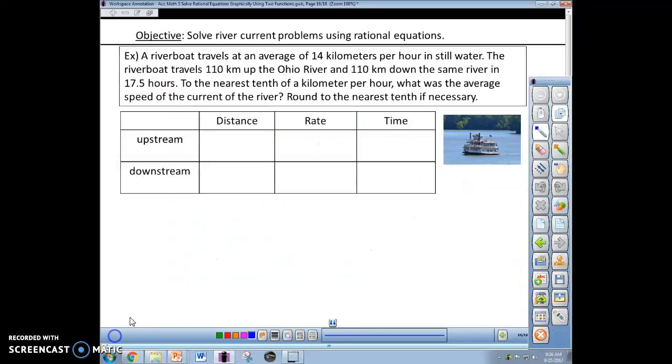All right, in our second example here, we are looking at a riverboat that travels at an average of 14 kilometers per hour in still water. So we have to recognize that as the average rate of the riverboat under its own power. Kilometers per hour being a rate unit of measure is one of the things that helps us identify that. We also then notice, it says the riverboat travels 110 kilometers up the Ohio River, so that would be our upstream distance, and 110 kilometers down the same river. That would be our downstream distance. So our distances are both 110 kilometers in this problem.